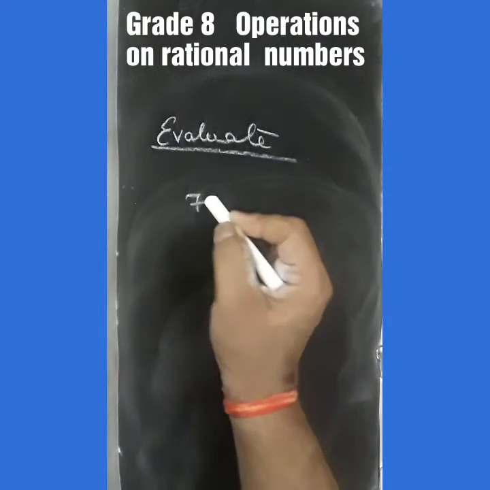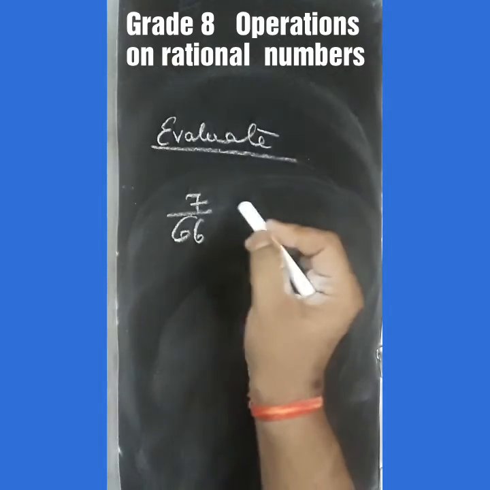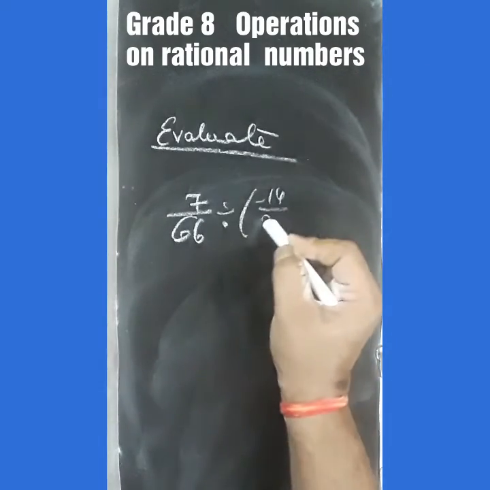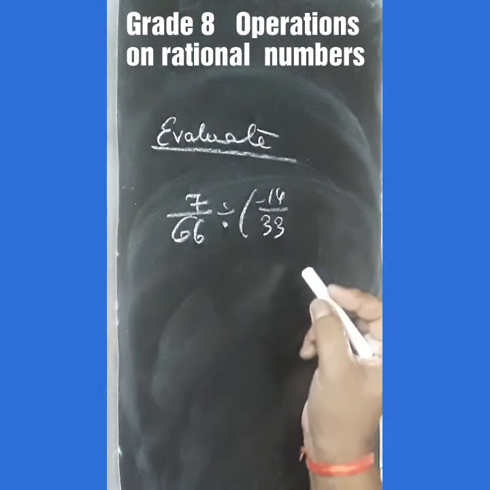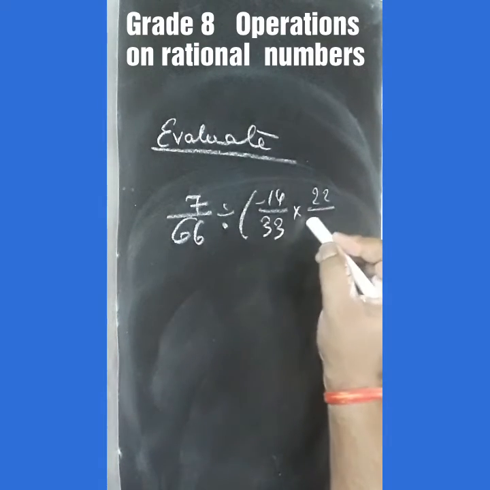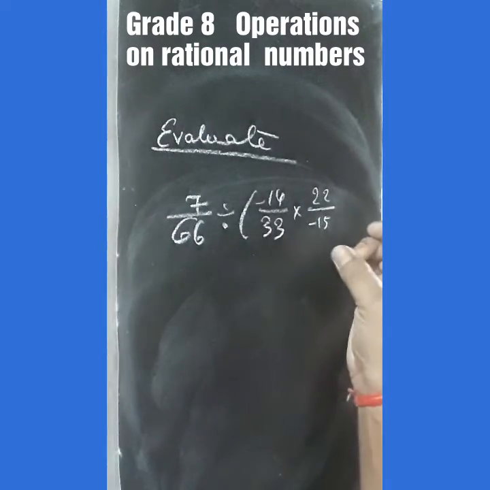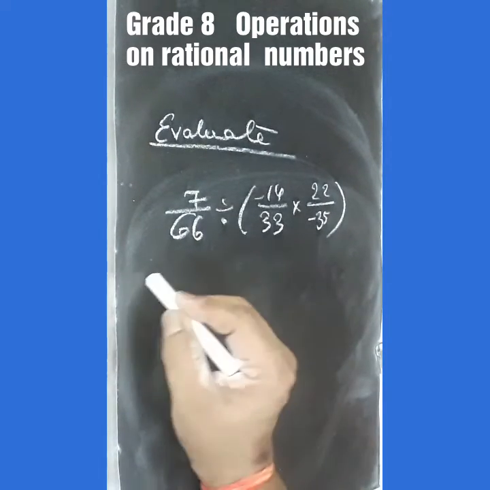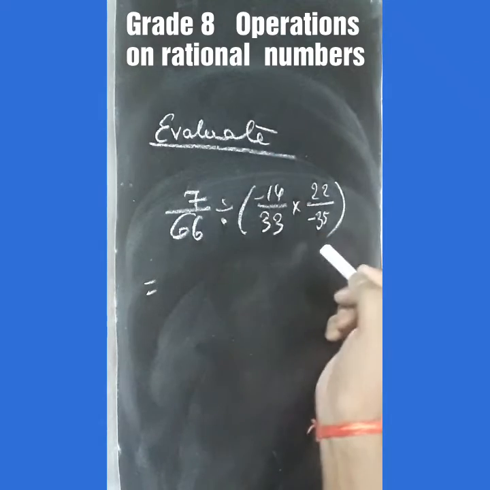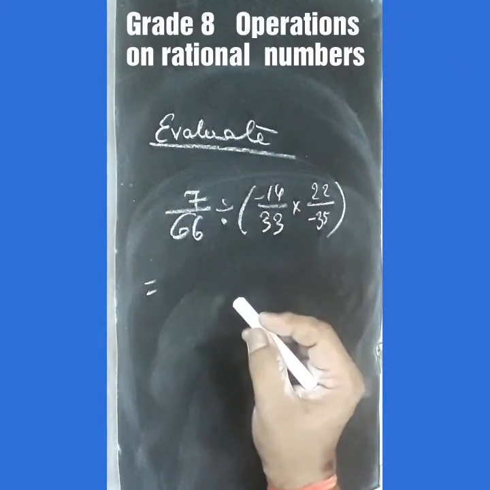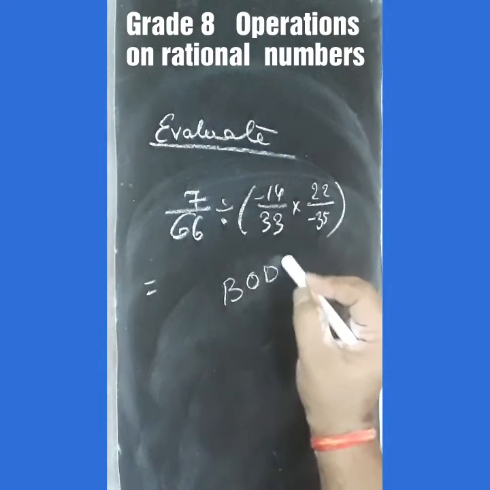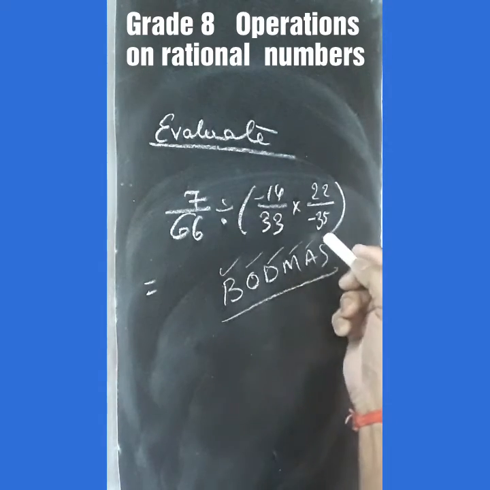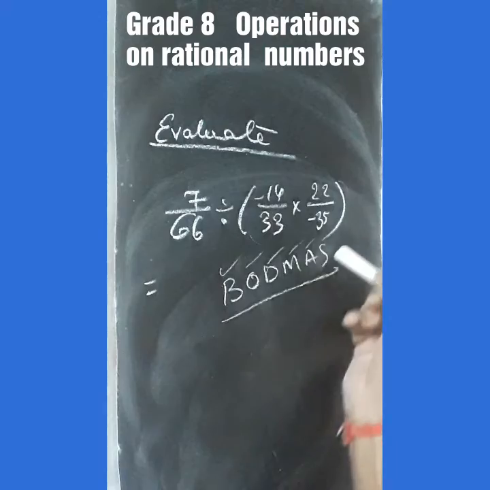Now we are going to evaluate another question. 7 upon 66 divided by minus 14 upon 33 into 22 upon minus 15. It is 35 given here. Now let us calculate this one. First we will solve the bracket. We have to follow the rule of BODMAS also, bracket, of, division, multiplication, addition and subtraction. So we will solve this bracket first.